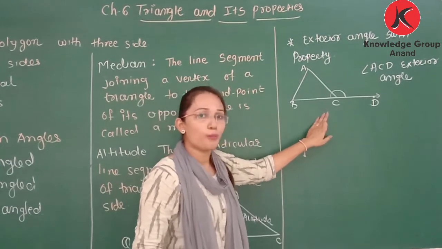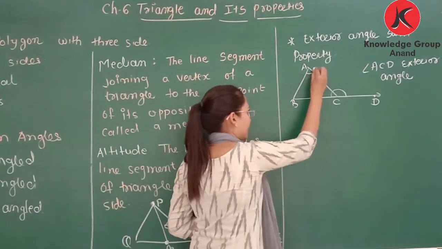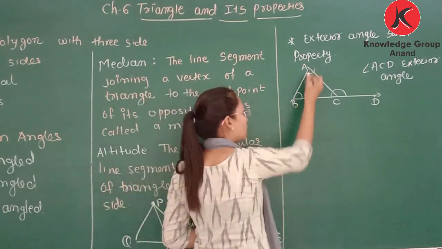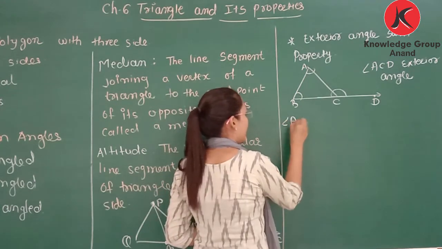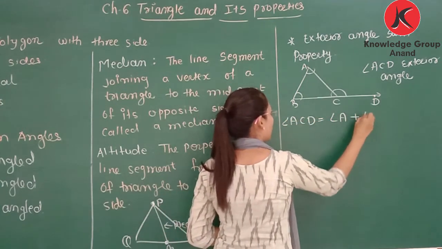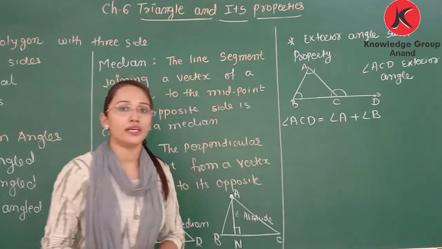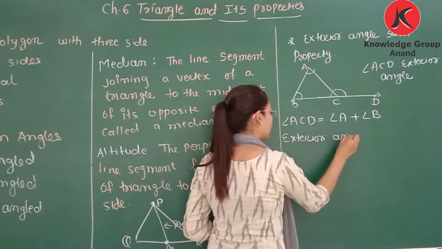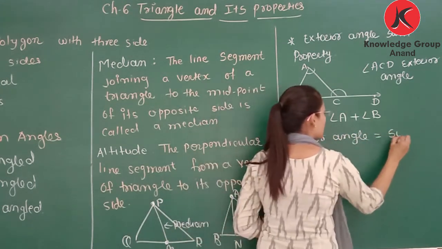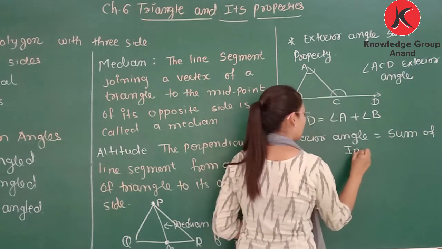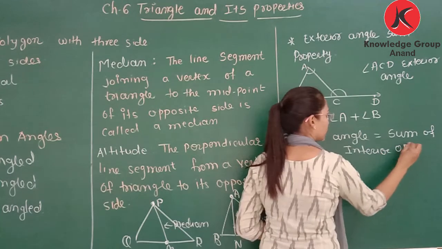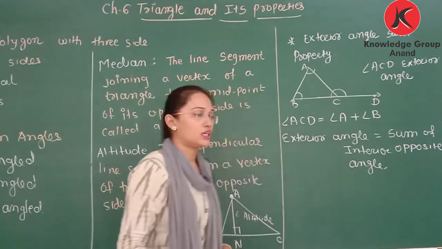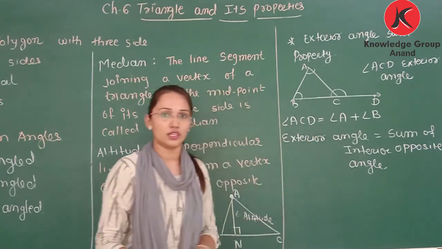Now which are the opposite angles? Interior opposite angles are angle A and angle B. So we can write ACD is equal to angle A plus angle B. That is the exterior angle sum property. So we can write exterior angle is equal to the sum of interior opposite angles. For every triangle, the exterior angle is the sum of the interior opposite angles.